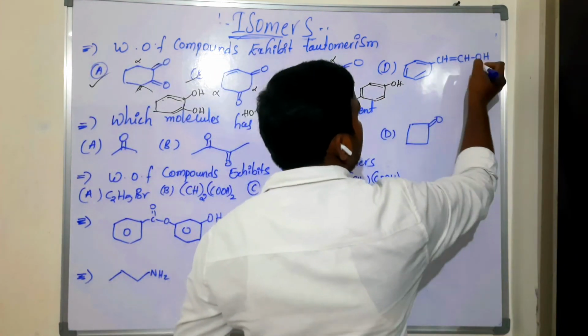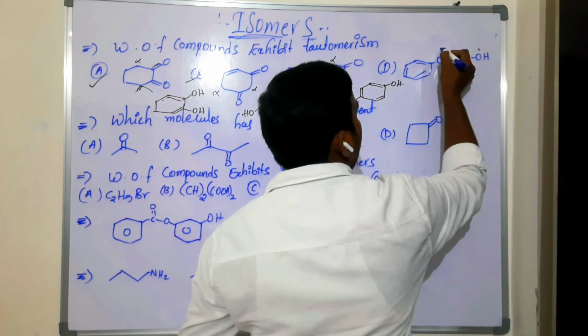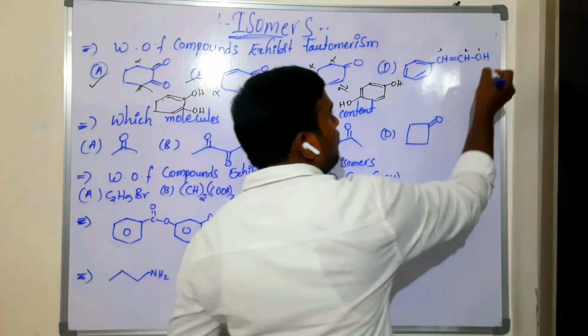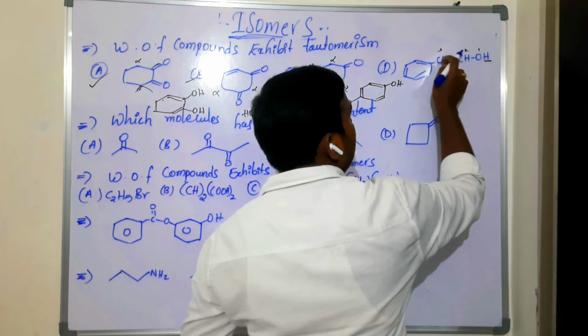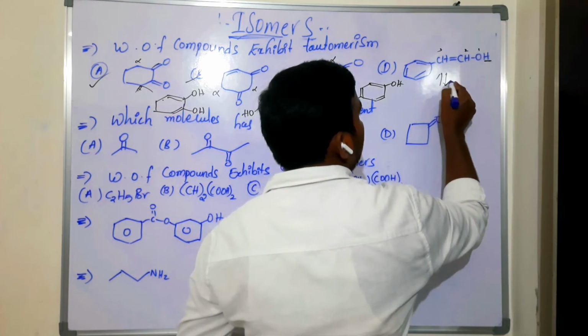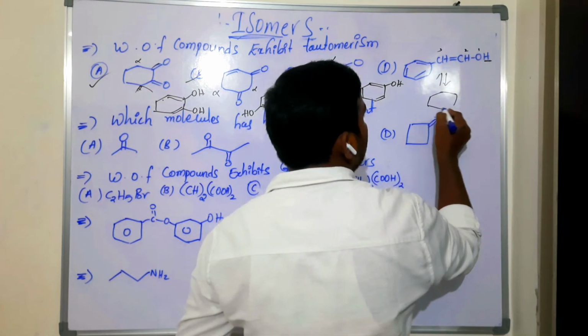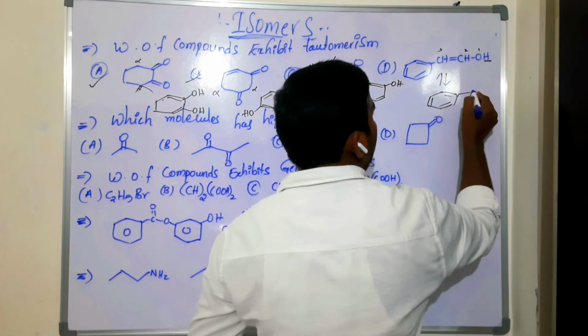Now in this case you see here, it is the first atom, second atom, third atom. The proton which is present on the first atom is shifted to the third one. Then it participates in a 1,3 proton shift. So it is called tautomerization.